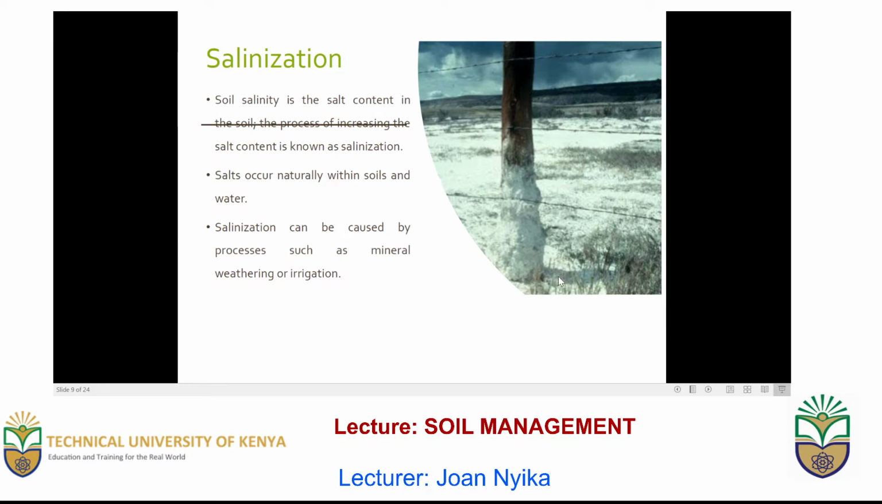Another problem that relates to soil degradation, or results in chemical soil degradation, is salinization. That is, the increase in the salt content in the soils is what we refer to as soil salinization, and usually it occurs naturally in some soils and as a result of water, but could also be caused by anthropogenic activities.